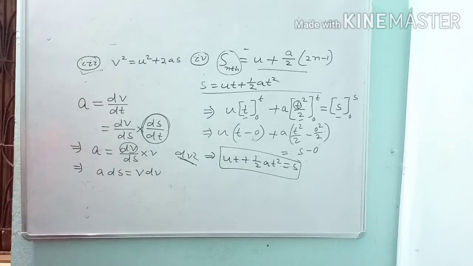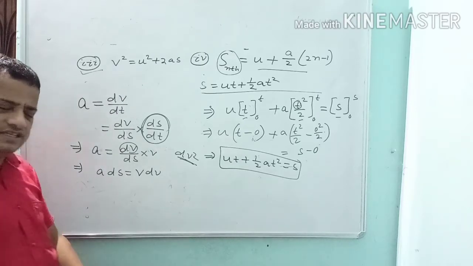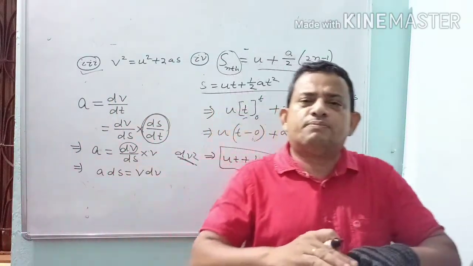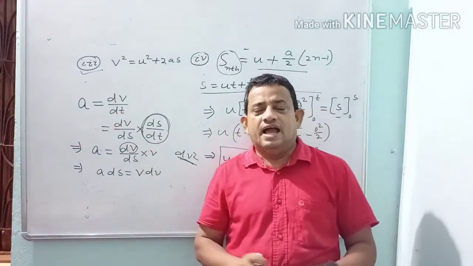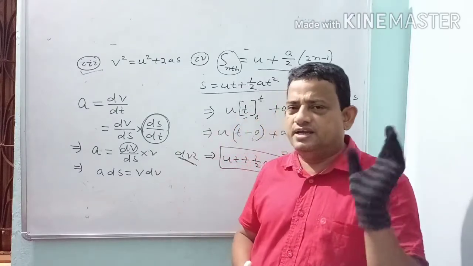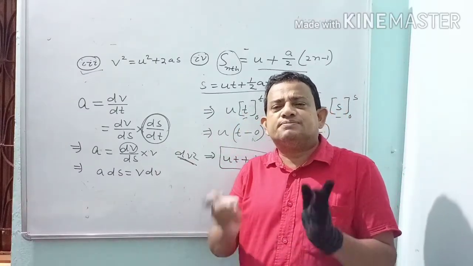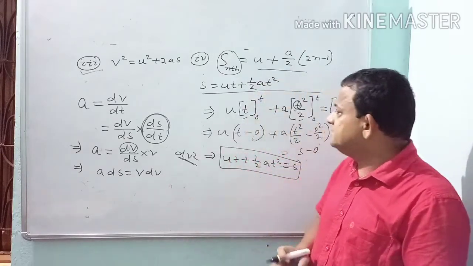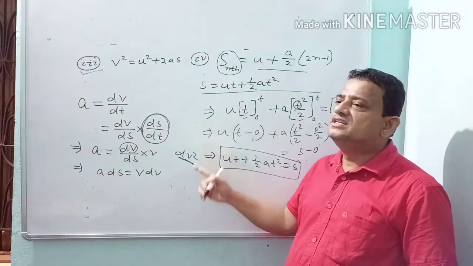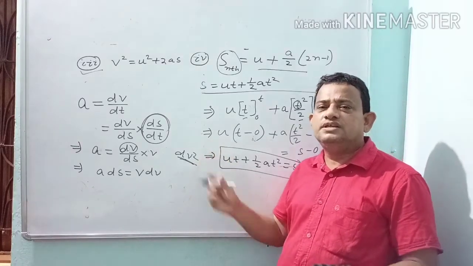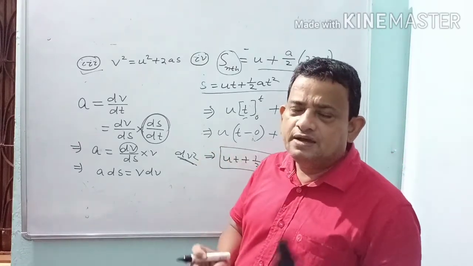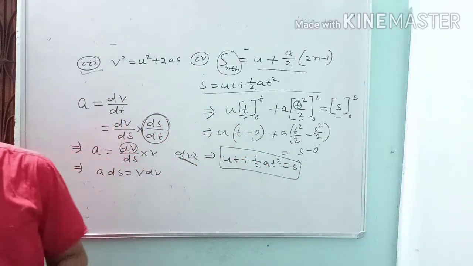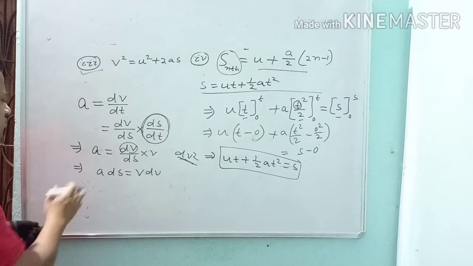So how to find it out? Students, in physics, what we are doing is finding a big quantity from a small quantity. And always keep in mind, if you integrate a small quantity with proper limits, suppose 0 to t, 0 to s, u to v, you will get the bigger quantity from the smaller quantity. Now you take integration.